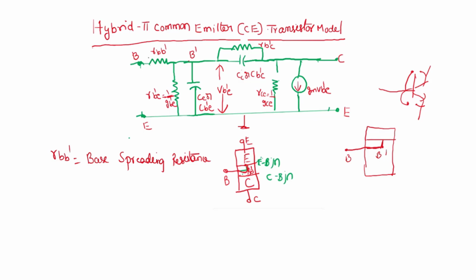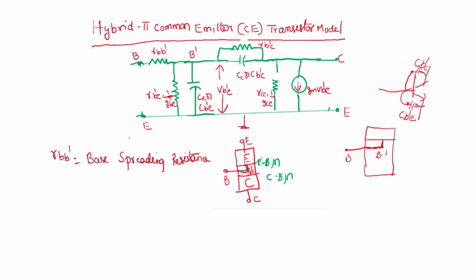But in the case of high frequency, you are taking the junction capacitors. Why are you considering the junction capacitors? Because junction capacitors stop the signal from reaching the base of the transistor. That is the reason the output becomes 0. Then, you are considering the capacitors CB'E and CB'C.